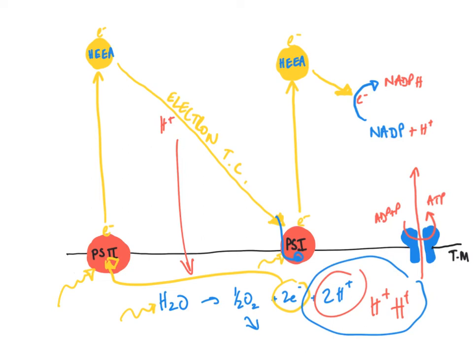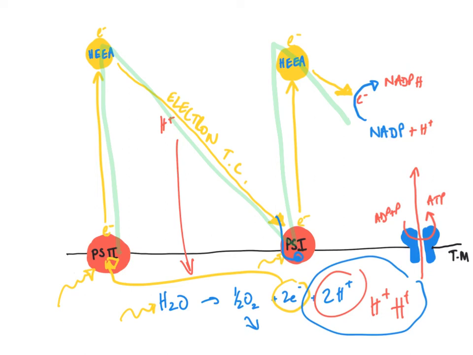Now, just to make things more exciting, there are two ways that you can pass through this. The first is the way I've described, and that's called non-cyclic photophosphorylation. It uses both the photosystems. It makes both ATP and reduced NADP.